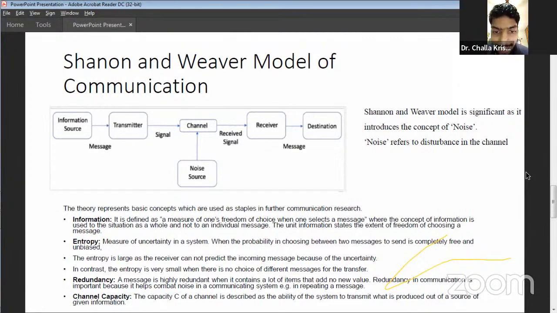For example, you're in the class, maybe you're not interested in the class. You want to say, sir, I'm not interested in the class, I want to quit the class. But because this is class and you have to listen, your freedom to choose the message is restricted.